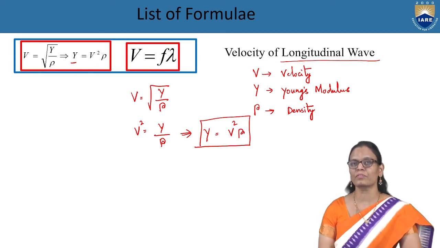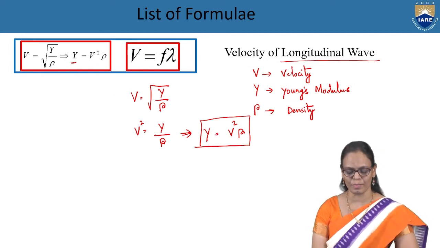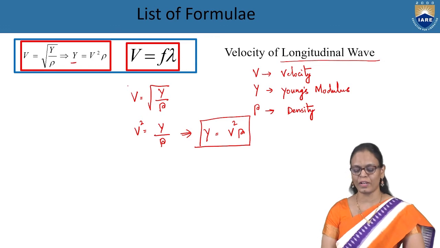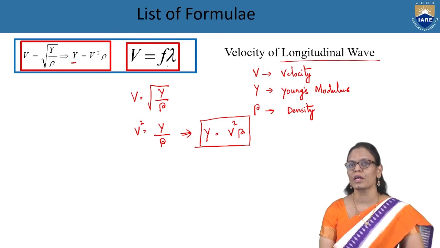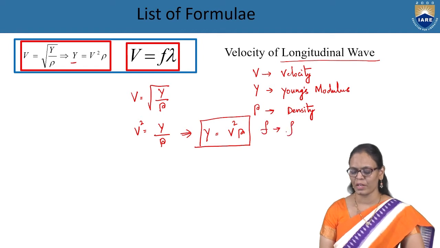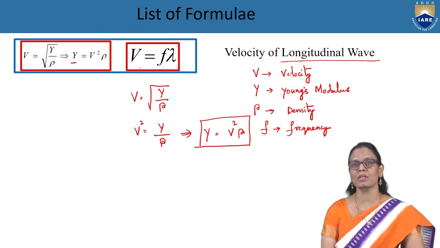Now we also have this basic or the fundamental formula for the velocity of a wave, which is given by V is equal to F lambda. F here denotes the frequency. So when we are talking about velocity, velocity always depends upon the frequency and wavelength of the wave. So lambda here denotes the wavelength.